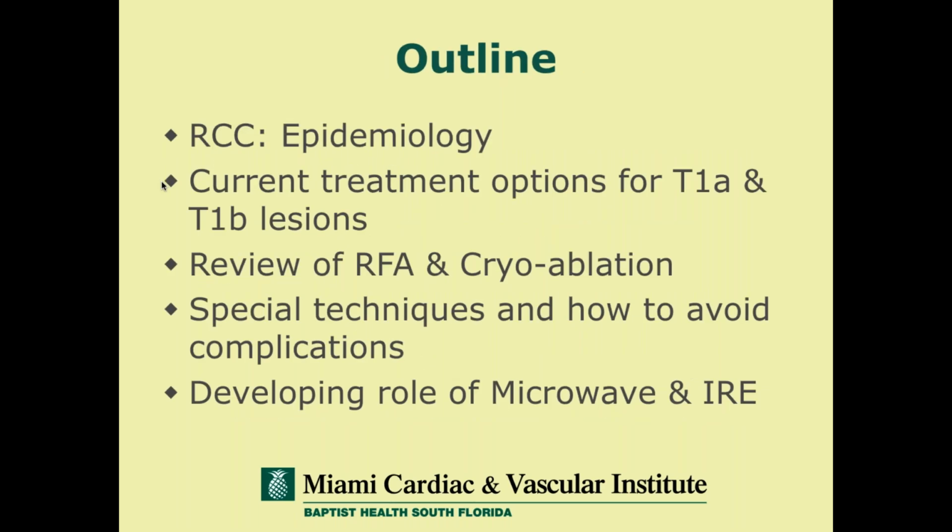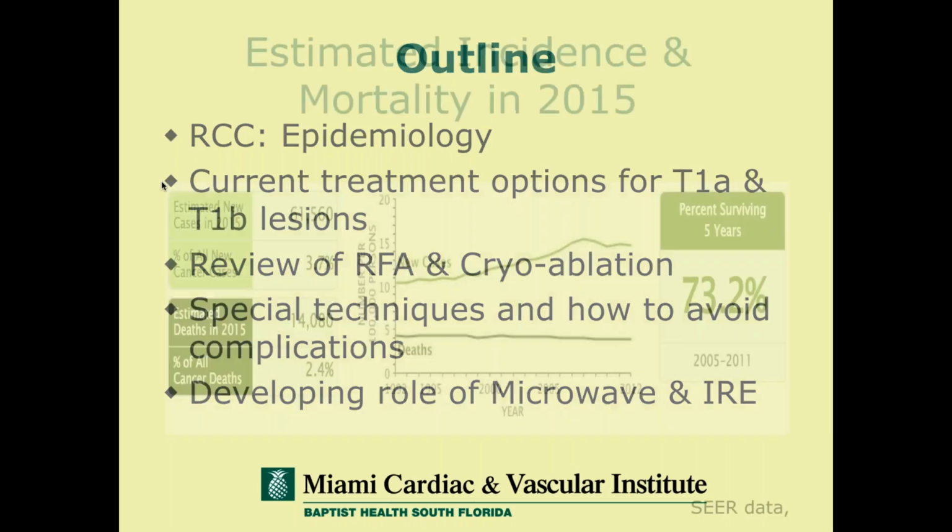So the outline: I'd like to discuss the epidemiology of renal cell carcinoma. Then we'll discuss treatment options, particularly for T1A tumors, and we'll talk a little bit about what that means. And then a little bit about T1B tumors and lesions. We'll review radiofrequency ablation, cryoablation, as well as IRE and microwave. We'll then talk a little bit about techniques and how to avoid complications in terms of these therapies.